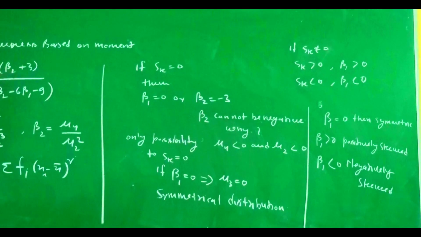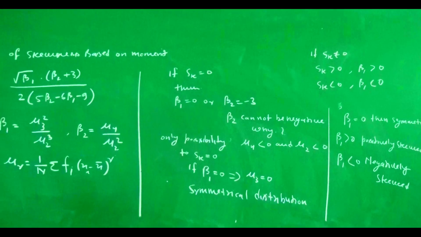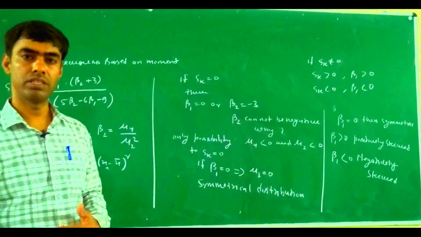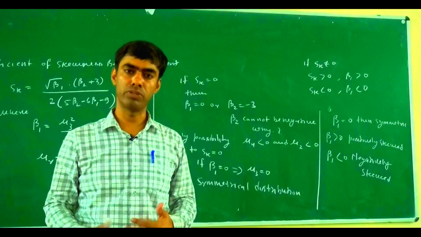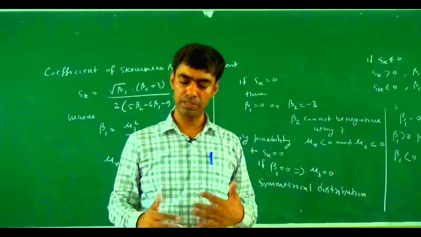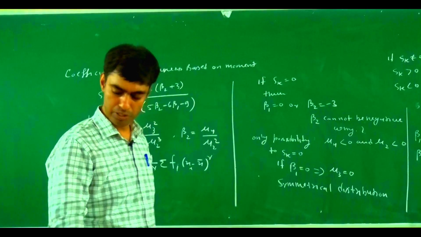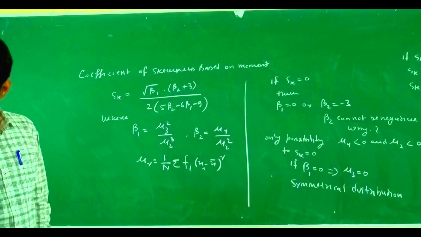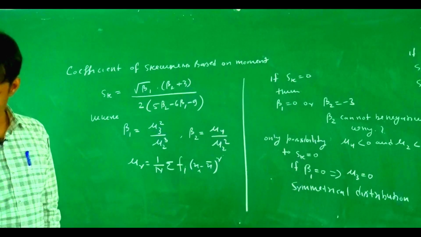So this one is all about the measure of skewness. Now we discuss the measure of kurtosis. Then we solve some numerical examples based on the coefficient of skewness and coefficient of kurtosis.